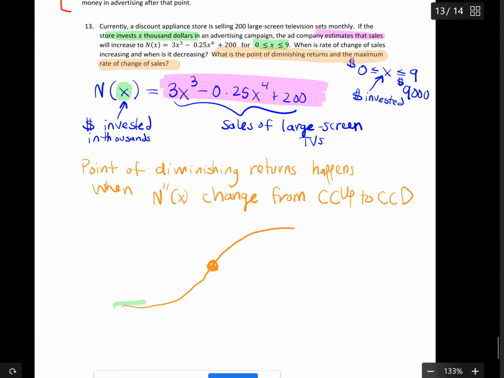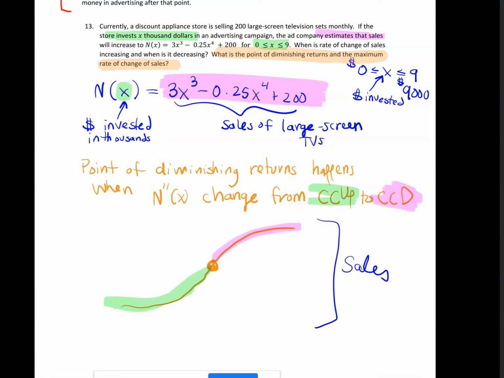So in the video, what you're going to see is I'm just going to take your first derivative. I'm going to find the second derivative. I'm going to create a sign chart for this. And then wherever the sign chart goes from concave up to concave down, that's my point of diminishing returns. And there's not a lot of interpreting or anything you have to do. Just be careful reading your units for the input and output.